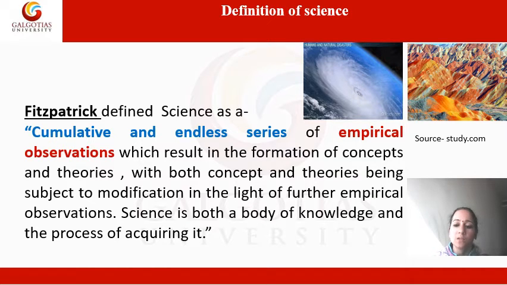But this is not a simple process. This should be systematic. How we are collecting this empirical observation, how we are getting this data, this is also very important. So in this way, we can say not only the knowledge we get after collecting the data is science, but the process, how we are collecting that particular information, or how we are getting the empirical observation, is also part of science. That's why Fitzpatrick said that science is both a body of knowledge and the process of acquiring it.